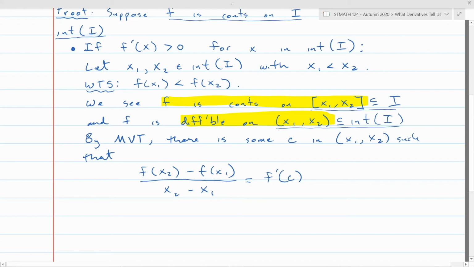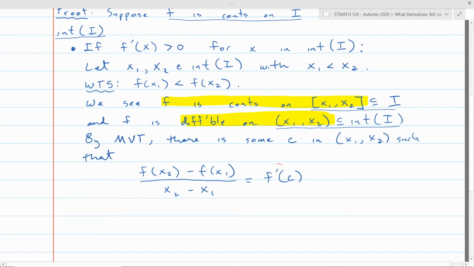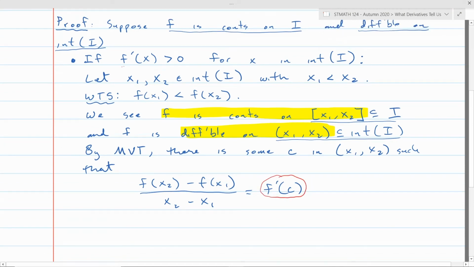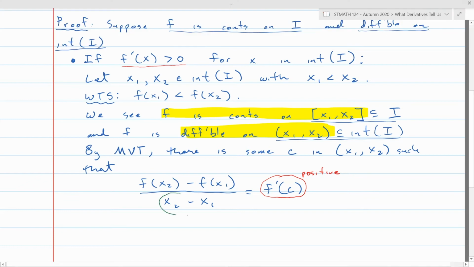I just want to point out a few little things about what we have in this equation here. What do we know about f prime of c? At the beginning of this argument, we supposed that f prime of x is greater than 0 for all x in the interior of that interval I, and so that applies to this f prime of c, so this is positive. And similarly, I can look at the denominator of this fraction. x2 minus x1 is positive because x2 is greater than x1.